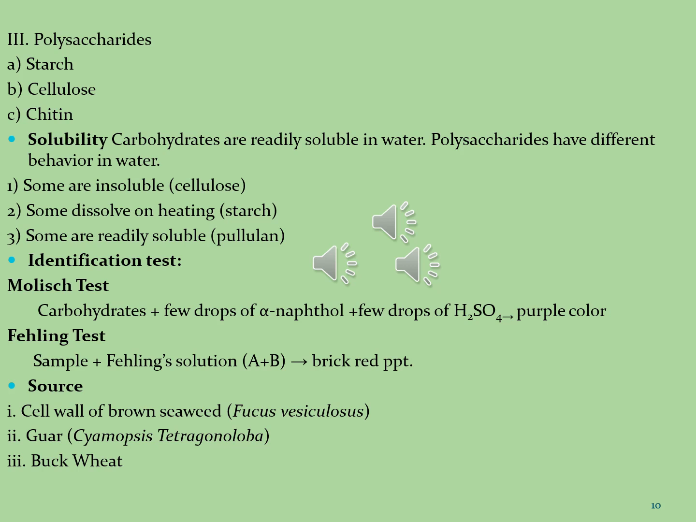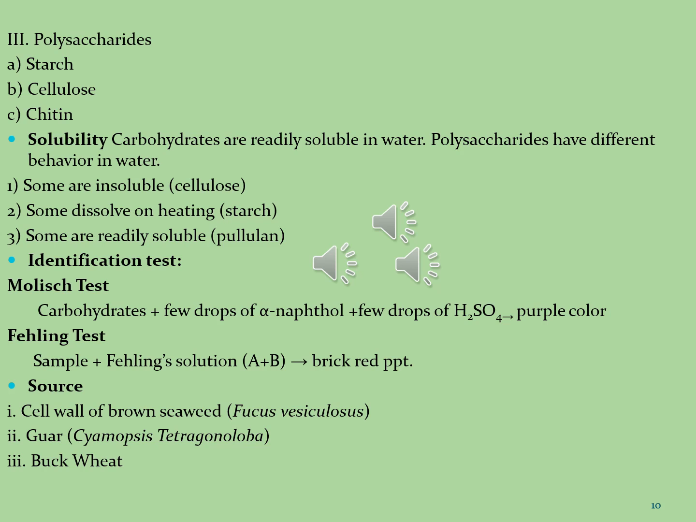Now we see the identification tests of carbohydrates. The first test is the Molisch test, which is very common. Here we take a sample of carbohydrates and add a few drops of alpha-naphthol and a few drops of sulfuric acid. We obtain a purple color, which indicates the presence of carbohydrates.